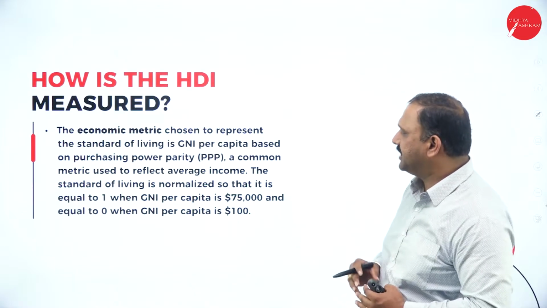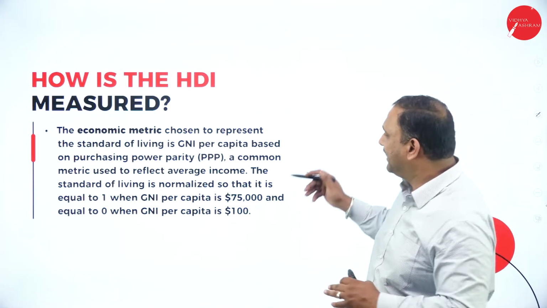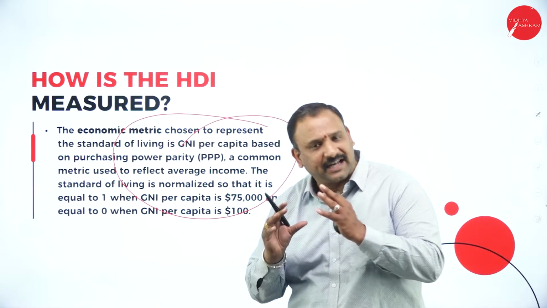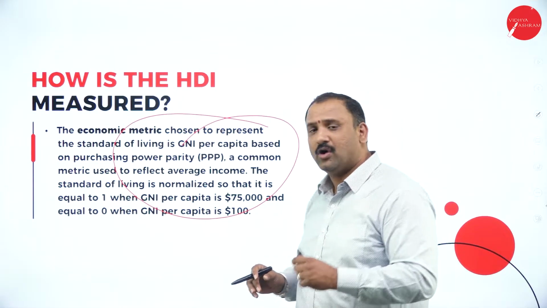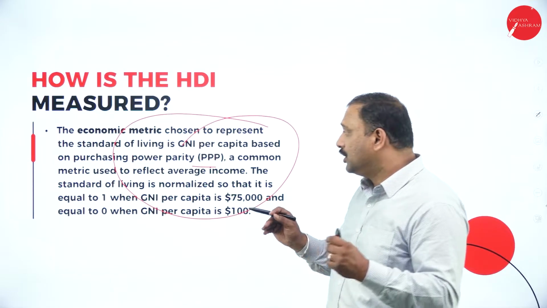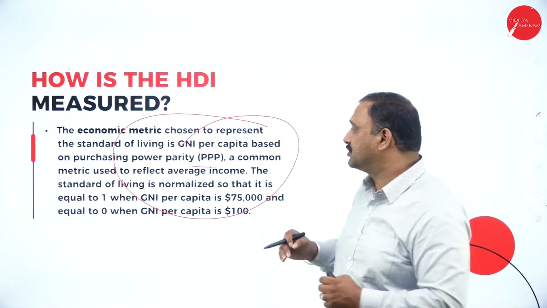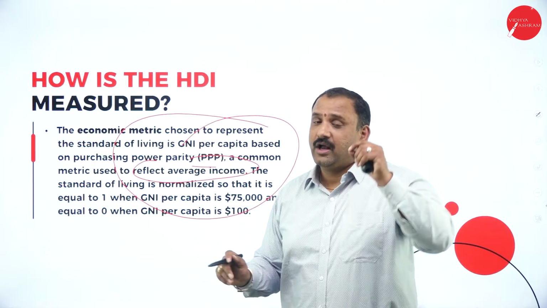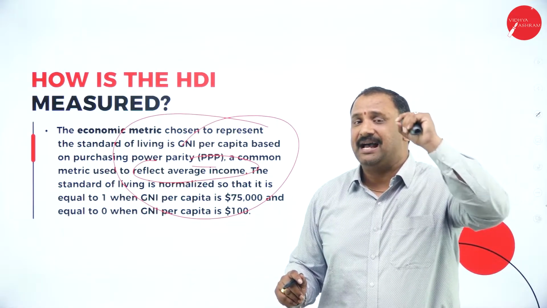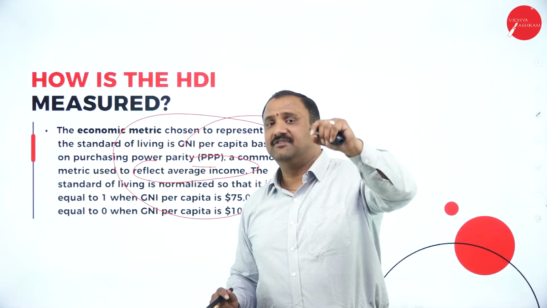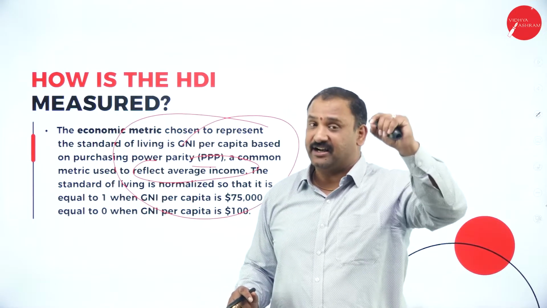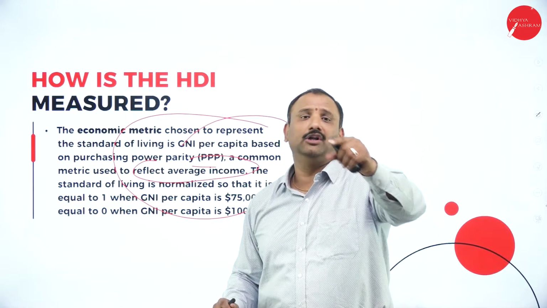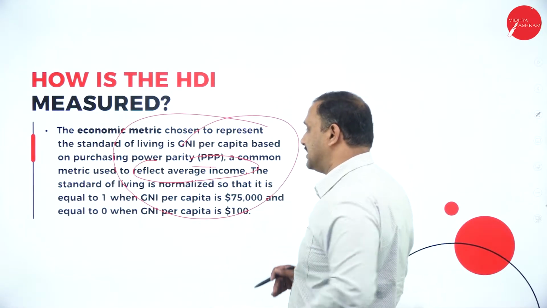Now, how is the HDI measured? The economic metric chosen to represent the standard of living is the GNI per capita income, on the purchasing power parity, a very common metric used to reflect the average income. Now, how much is the average income? An income that is needed to live an ordinary but comfortable life, where you are able to satisfy all your basic needs. So that is very important.